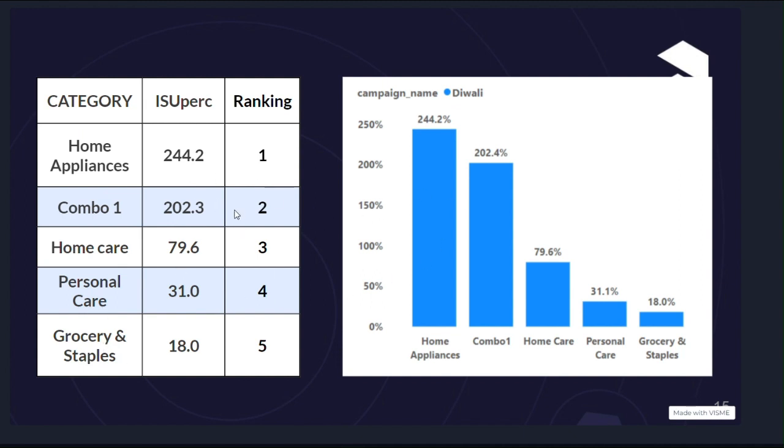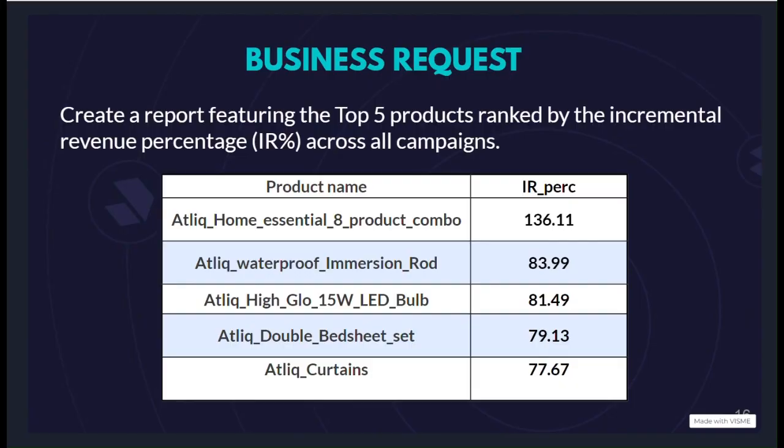As you can see, this is the actual output, and this is the Power BI output for the verification of the data. The business request: create a report featuring the top 5 products ranked by incremental revenue percentage across all campaigns. Atliq Home Essential 8 product combo had an IR percentage of 136, and then so on, like Atliq Waterproof Mixer Grinder, Atliq High Glow 50-watt LED bulb, and so on.